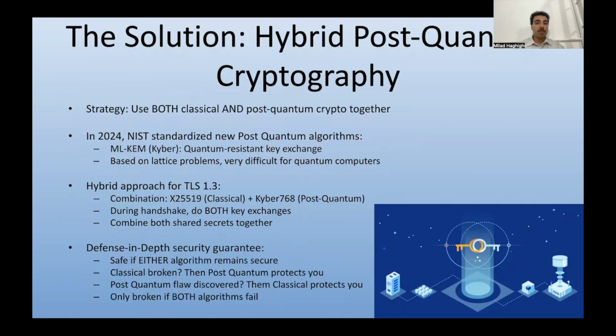The solution to this is hybrid post-quantum cryptography using both classical and quantum algorithms. The quantum algorithms are based on lattice problems, which are very hard for quantum computers to solve. And so the hybrid approach is the combination of both a classical key and a post-quantum key. You do a handshake, exchange both keys, and then combine them together to create the shared secret, which is your hybrid key. This remains secure if either algorithm remains secure. So if one fails, the other algorithm will cover for it.